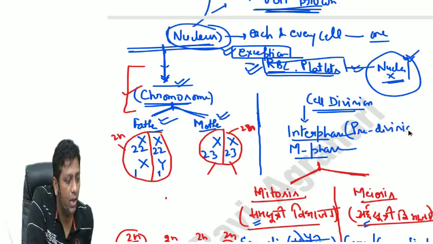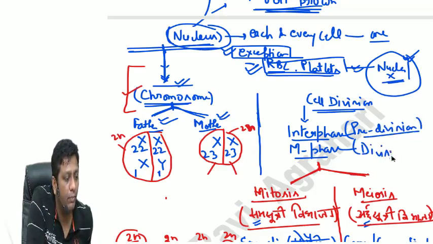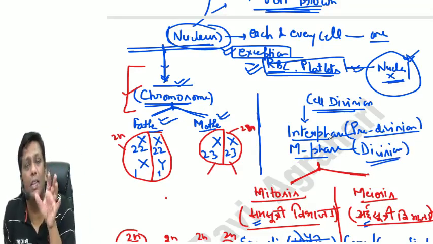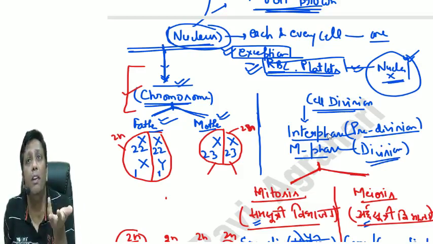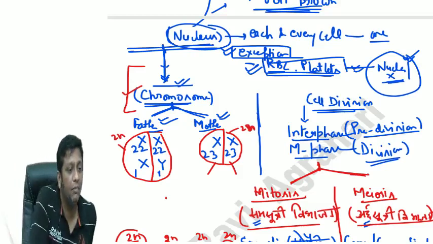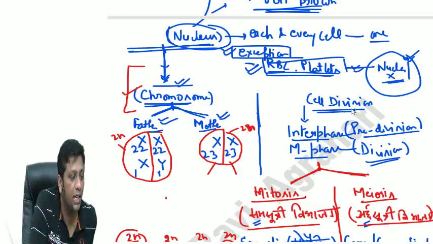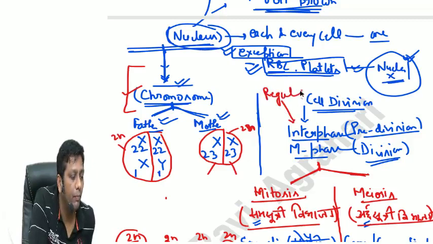Interphase is called the pre-division phase and M phase is called the division phase. So there are 2 phases in cell division. The one is called interphase and the second is called M phase. Interphase, the pre-division phase, is a very important phase for cell division, guys. This is the regulatory phase.